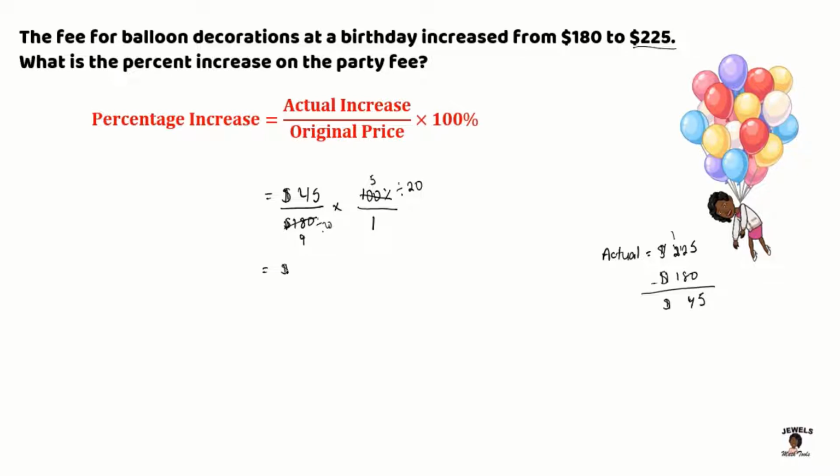So we now have our $45 over 9 being multiplied by our 5% over 1. And again, I can reduce my 9 and 45 since I know that 9 times 5 is equal to 45. That means when I divide 9 into 9, I will get 1. And when I divide 45 by 9, it's going to equal 5. So we now have our 5 being multiplied by 5%, which will equal 25%. So my percentage increase on my balloon decoration fee is 25%.